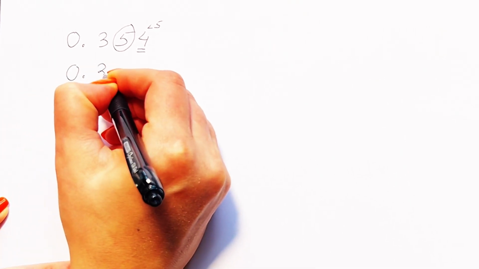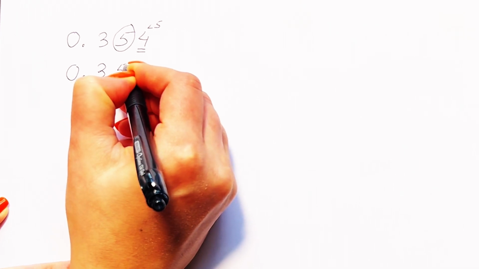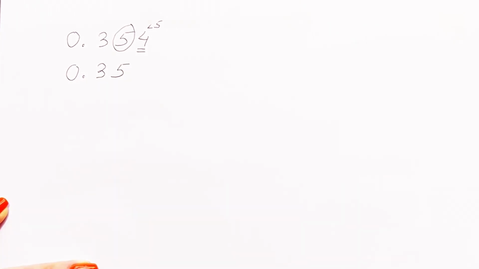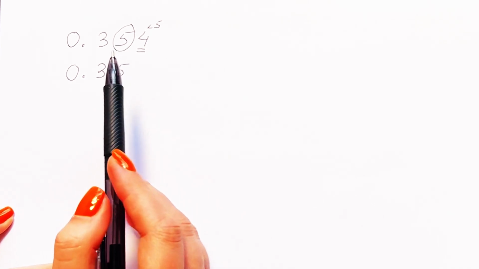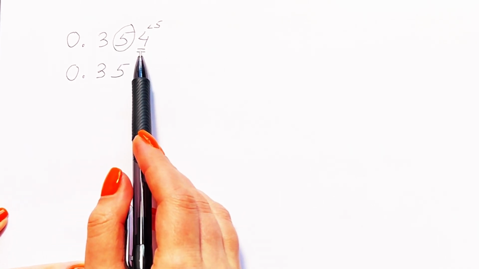It's gonna be 0 and 35 hundredths. So, I'm rounding to the nearest hundredths place. The next digit is less than 5.